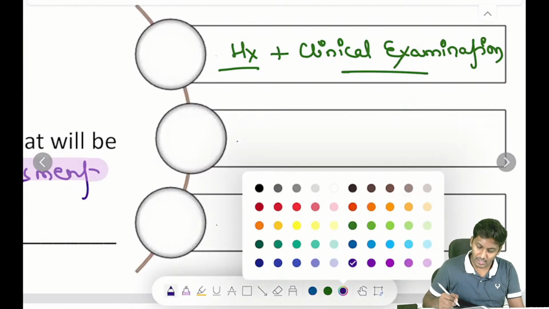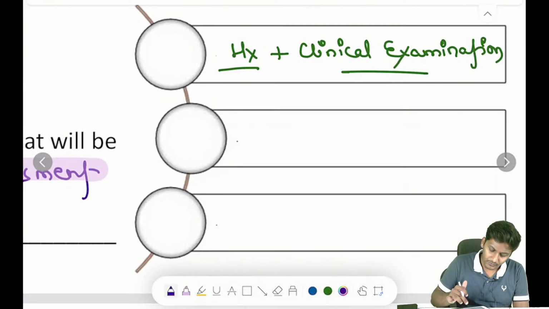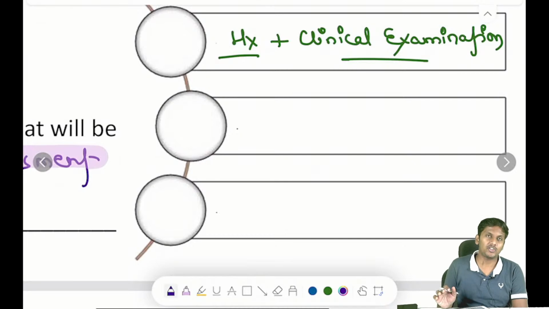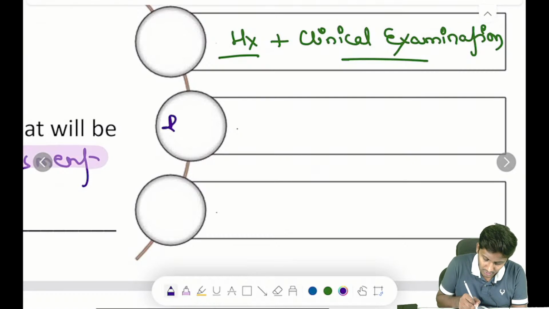Then the next one you have to be aware of is the radiological investigation. Once you have done history taking and clinically examined the breast lump, after that you have to go for a radiological investigation. You have to send the patient for some radiological investigation, and what will those investigations be?